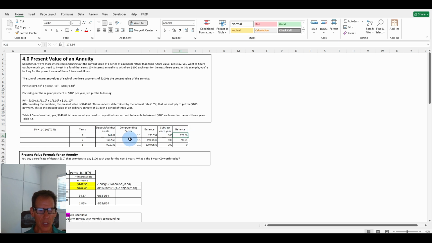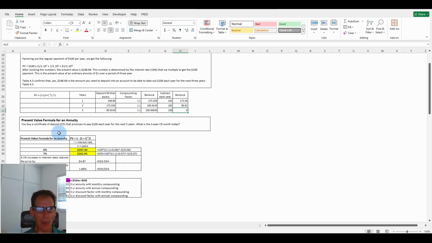It earns 10% interest. $190 at the end of the year. You take 100 out, $90. That 90 earns 10% interest. $100 minus 100 equals 0. Isn't that just beautiful? Isn't this math pretty cool?